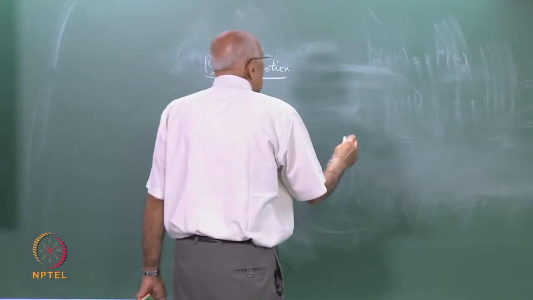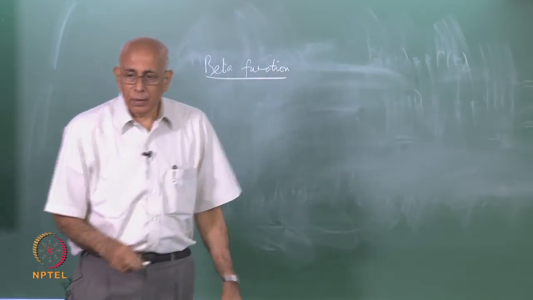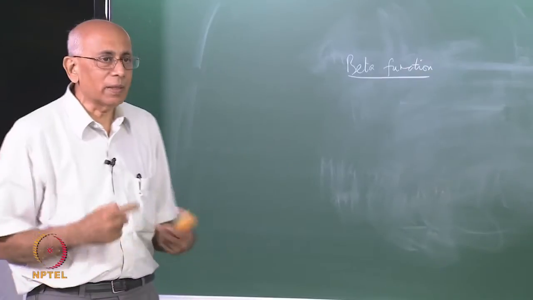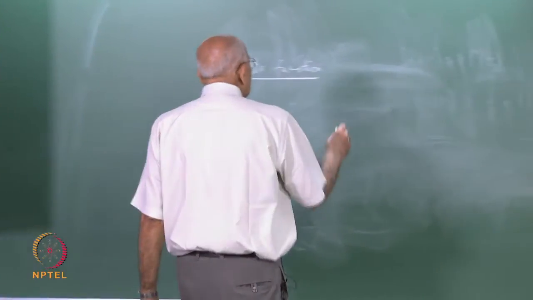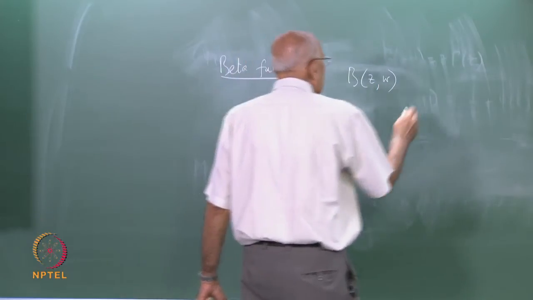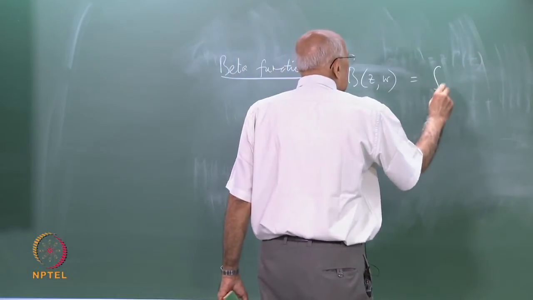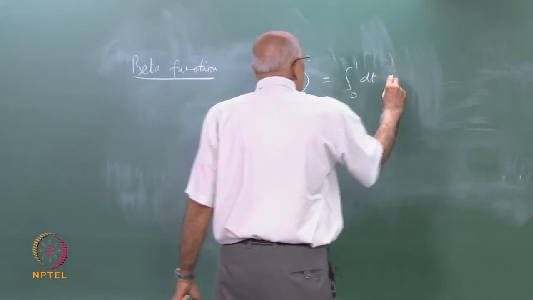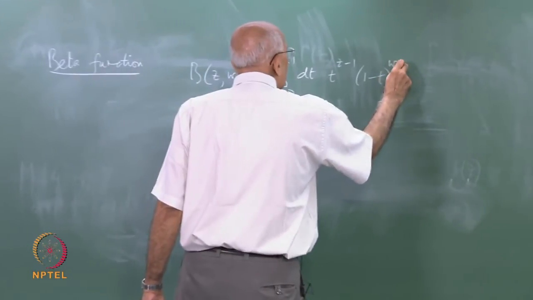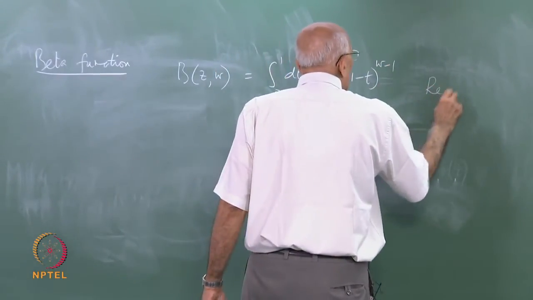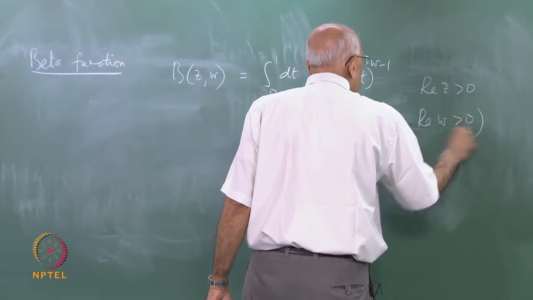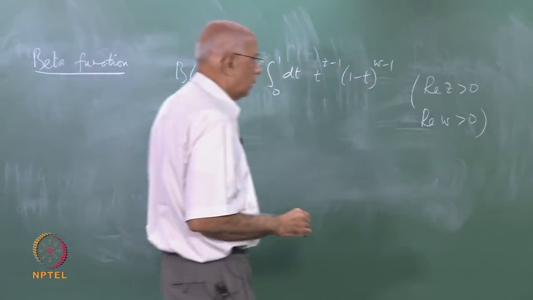Again due to Euler, in fact the integral is called the Euler integral of the first kind, and the gamma function is the Euler integral of the second kind. And recall what I said that you could define it for complex z and w to be equal to the integral from 0 to 1 dt t to the power z minus 1, 1 minus t to the power w minus 1, and you needed to have real z greater than 0, real w greater than 0.